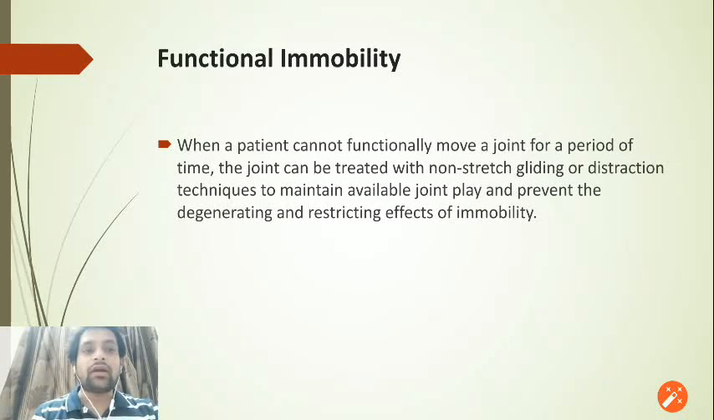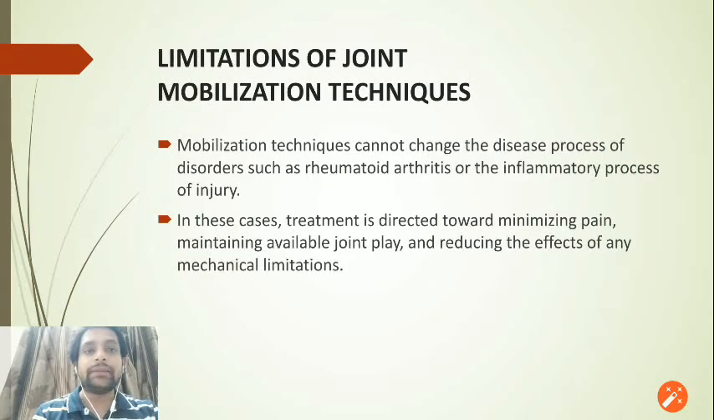Next, functional immobility. When a patient cannot functionally move a joint for a period of time, the joint can be treated with non-stretch gliding or distraction techniques to maintain available joint play and prevent the degenerating and restricting effects of immobility.